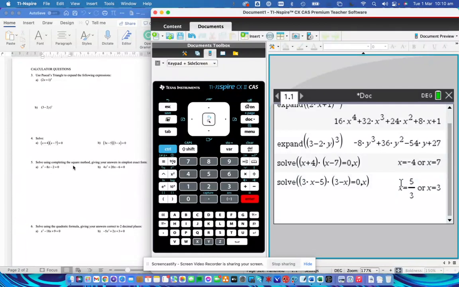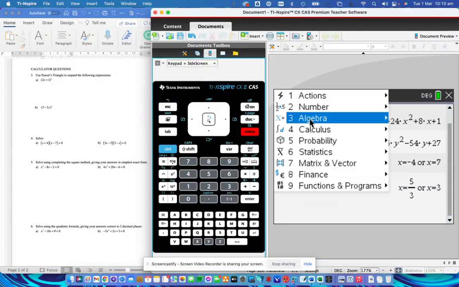Okay, number 5 is solve using completing the square method, giving your answers in simplest exact form. So there's a couple of things to trip you up here. But the good news is that the calculator does have a complete the square function, but it might not be exactly what you're used to. So let's have a look at this one.